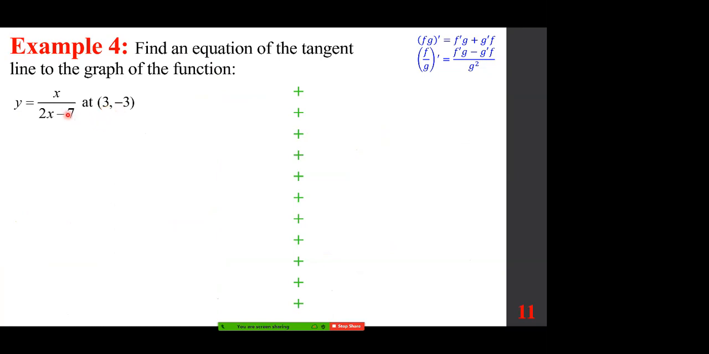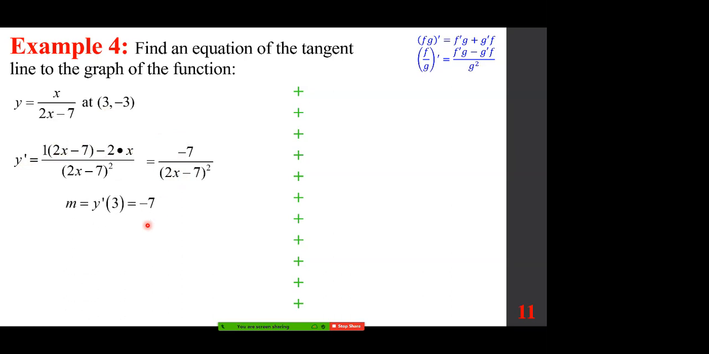So the derivative is very straightforward. 1 times 2x minus 7 minus 2 times x over 2x minus 7 squared. And I hope it's clear that this is 2x minus 7 minus 2x. They cancel each other. The numerator is left with negative 7. We're done as far as calculus is concerned. Plug in the x coordinate, which is number 3, and find the slope. I'm assuming everybody can quickly do that.